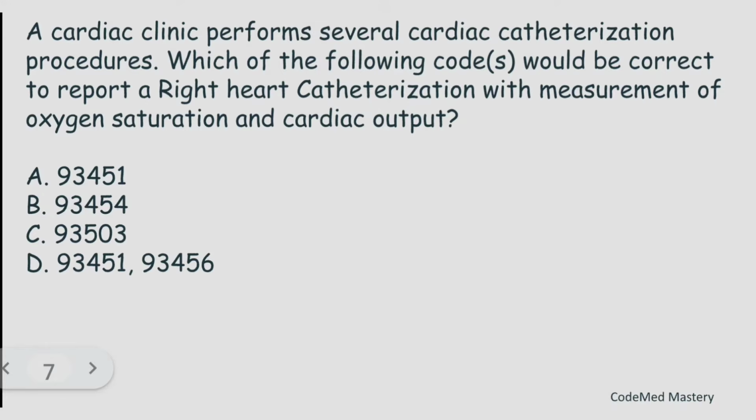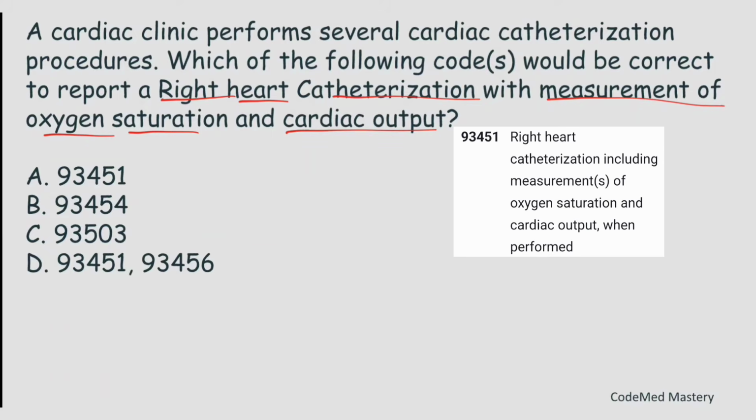Read the question. A cardiac clinic performs several cardiac catheterization procedures. Which of the following code would be correct to report a right heart catheterization and cardiac output? Check option A, 93451. 93451 is for right heart catheterization, including measurement of oxygen saturation and cardiac output when performed. So in the scenario also there is right heart catheterization with measurement of oxygen saturation and cardiac output. So it is matching with the question. We'll keep this option for now.